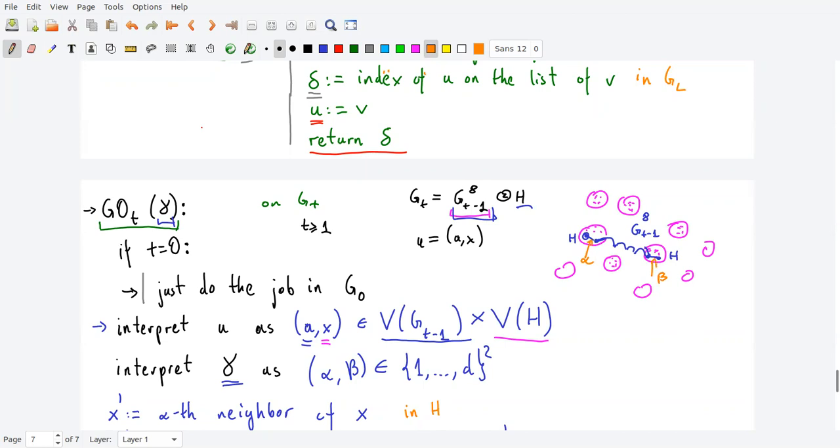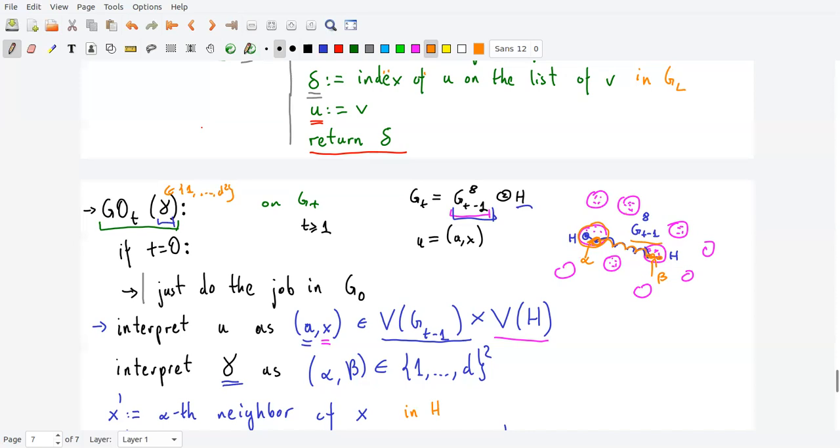Yeah, because the index alpha tells us what step we should do in the first cloud of H, then at which vertex we arrive at uniquely defines to us what steps we should do in this graph G_{t-1} to the power H, and then the index beta tells us how to proceed in the last cloud of H. So I can interpret this gamma, which is from the set 1 up to d squared, as a pair of indices, alpha and beta.